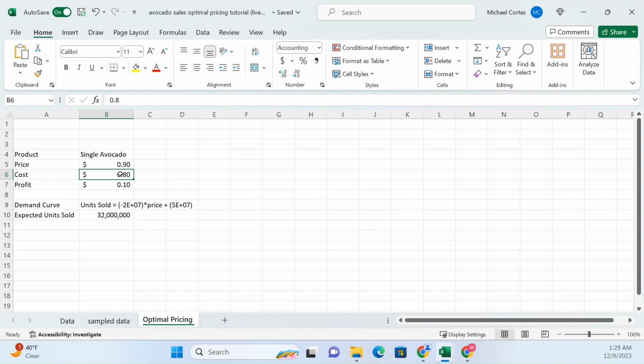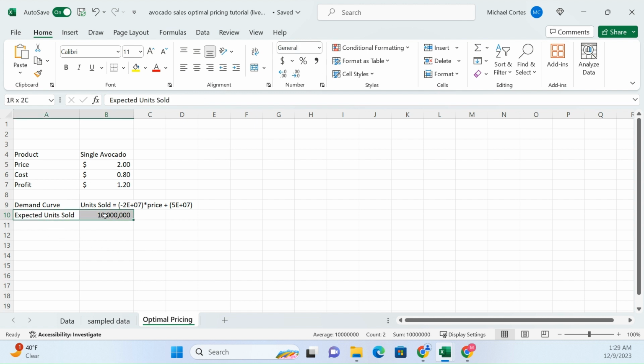But you notice that as we're decreasing the price, the profit we're making is shrinking because the difference between the price and the cost is decreasing. What if I make this like $2, which is pretty expensive? Then I sell way fewer units and my profit is higher, but I'm selling way fewer units. So there's a sweet spot in the middle, and that's what we're going to try to find.